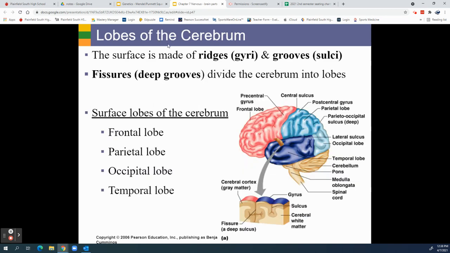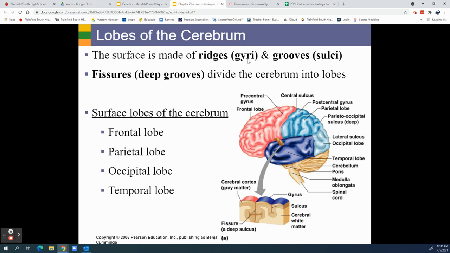The lobes of the cerebellum have some markings on the outside, ridges and grooves that you can see here. The ridges are the protruding portions, and the grooves are the depressions. The ridges are known as gyri, however you want to pronounce that. It really makes no difference. Just know that these two go together.